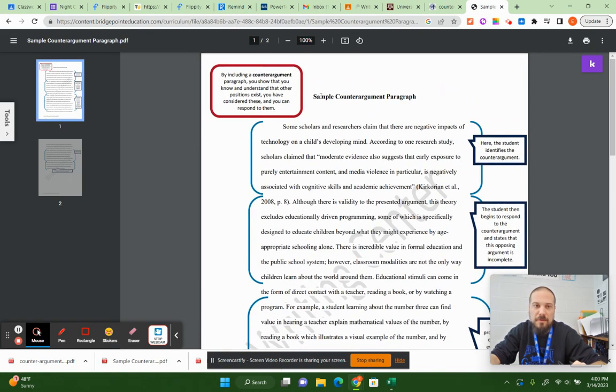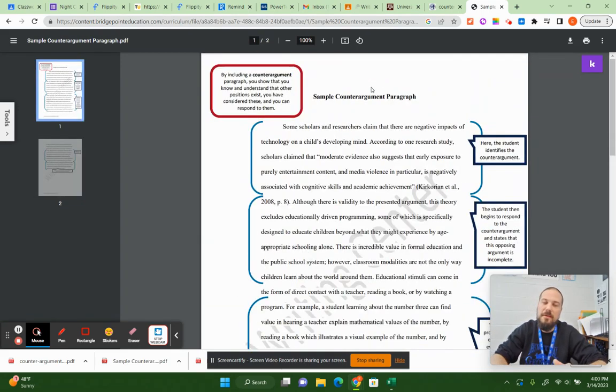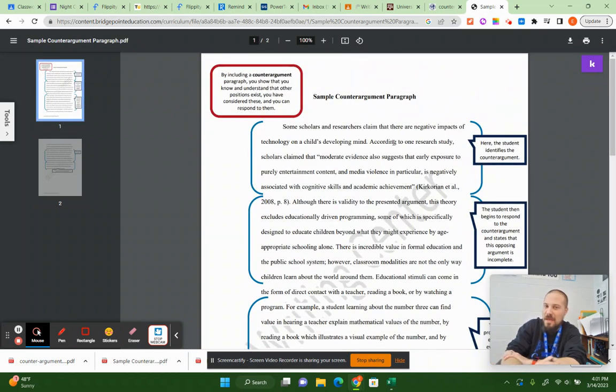And then the last thing, this is just an example counter argument. Now, this is a university handout. I believe it's from Arizona State. So this handout is obviously a whole lot more in depth than what I'm asking of you. I'm not expecting a paragraph that looks this long. If you have a page and a half counter argument paragraph, I mean, props to you. But I'm not asking for that. I'm not requiring that or mandating that.